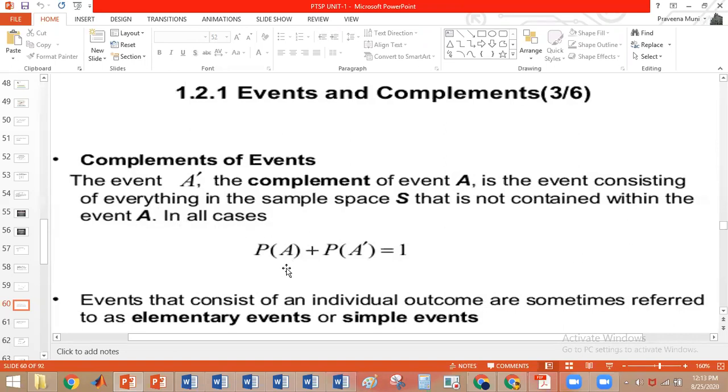In all cases, P of A plus P of A complement is equal to 1. So if you add the probability of A plus the probability of A complement, it is equal to 1. Events that consist of an individual outcome are sometimes referred to as elementary events or simple events. This also we have discussed.